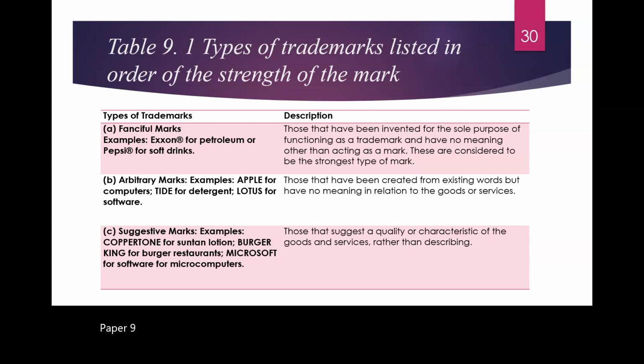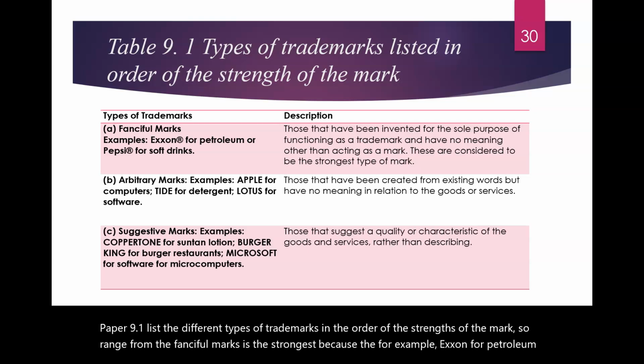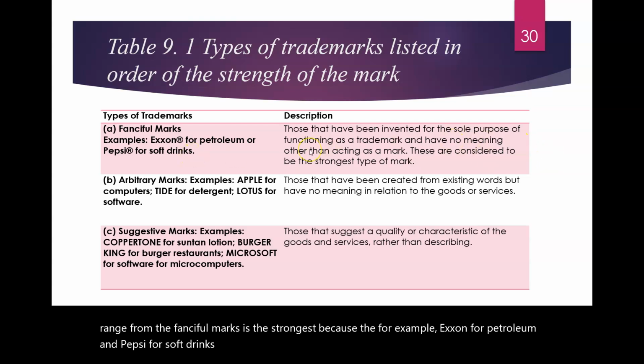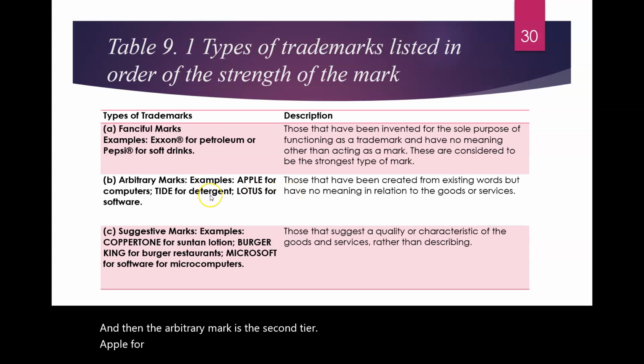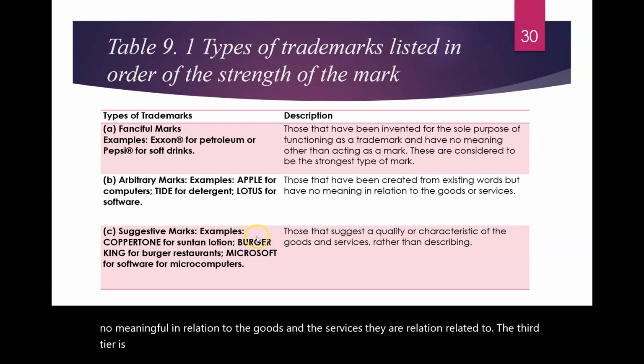Table 9.1 lists the different types of trademarks in order of the strength of the mark. They range from fanciful marks, which are the strongest, for example, Exxon for petroleum and Pepsi for soft drinks; there's no meaning other than acting as a mark. Then the arbitrary mark is the second tier: Apple for computers, Tide for detergents. The word has its original meaning, but no meaning in relation to the goods and services they are related to. The third tier is called suggestive marks.